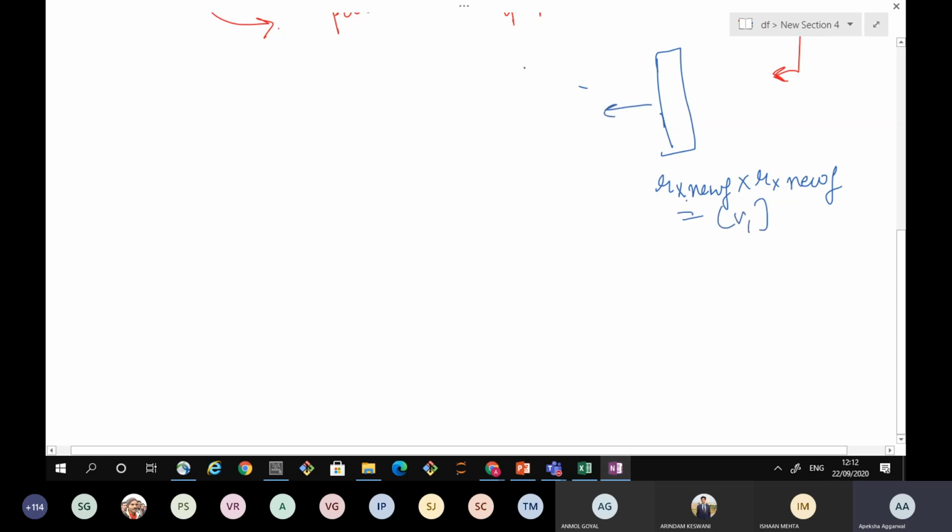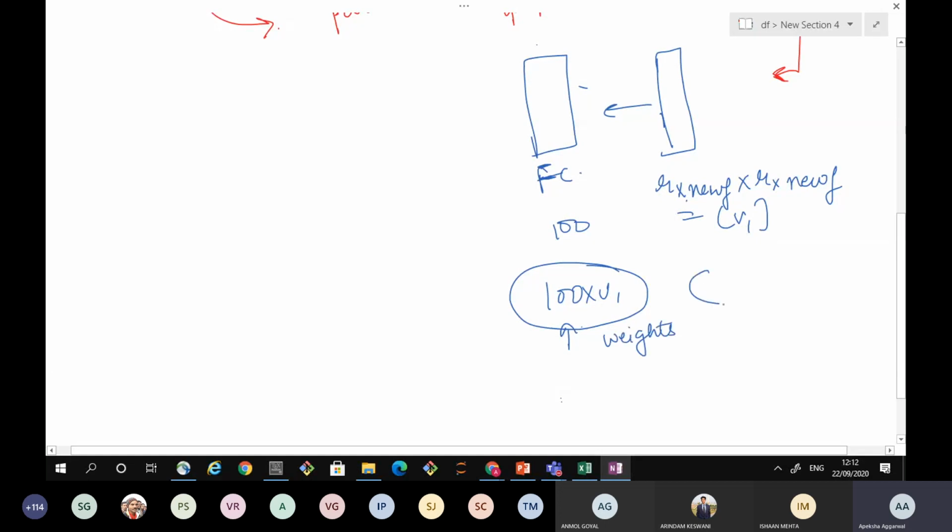Now I am applying a fully connected layer which is having, let's say, 100 neurons. So the weights of this would be 100 cross V1. We have already seen this, that 100 cross V1 weights would be there, since from the previous layer we have V1 nodes. And how many biases do we have? We have V1 biases. So the total number of parameters learned on this fully connected layer is the number of neurons in this fully connected layer multiplied by the number of values coming from the previous layer, plus the number of biases.